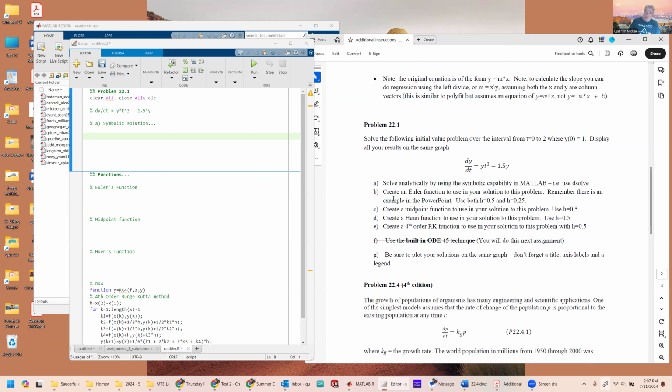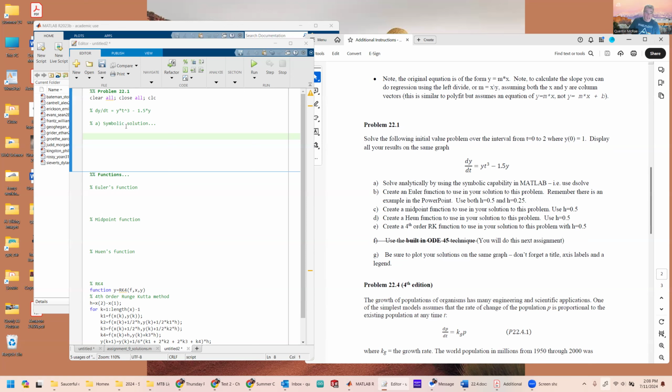But usually when we solve a differential equation numerically, using Euler's, midpoint, Heun's, or RK methods, what that means is that for any given point t, we come up with the y value at that point. So that's the numerical process. But first, let's do it symbolically.